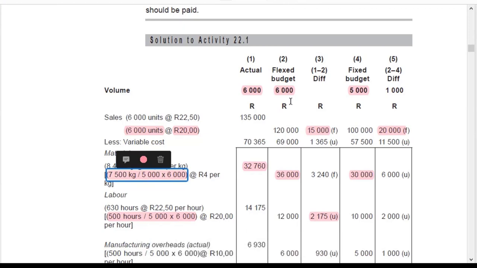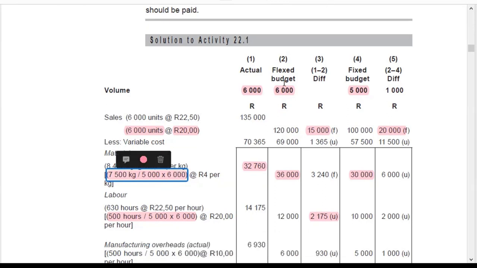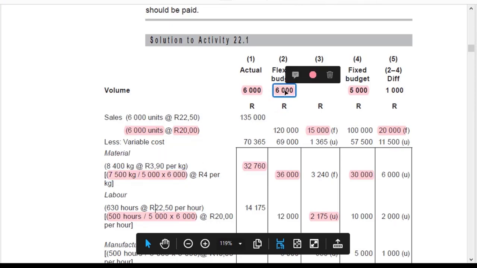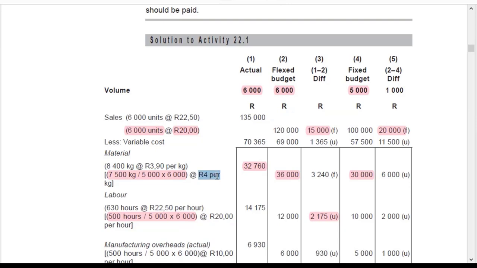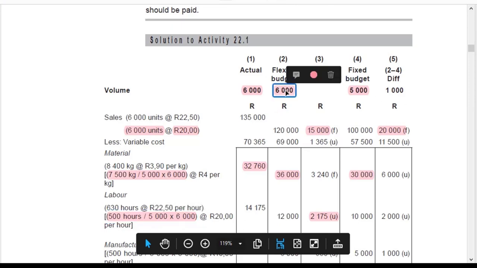So you'd say your 7,500 kilograms divided by your 5,000, because these two were for budget, but you multiply it by the 6,000 units because you are trying to get the number of kilograms that you would need to use for the 6,000 units. Am I making sense? Still at 4 rand per kg, the one for budget, but you are trying to get the number of hours or the number of kilograms specifically for this 6,000 volume. Are you guys with me as to why they're calculating it this way? We are trying to find the hours that we would need to work in order to produce this 6,000.